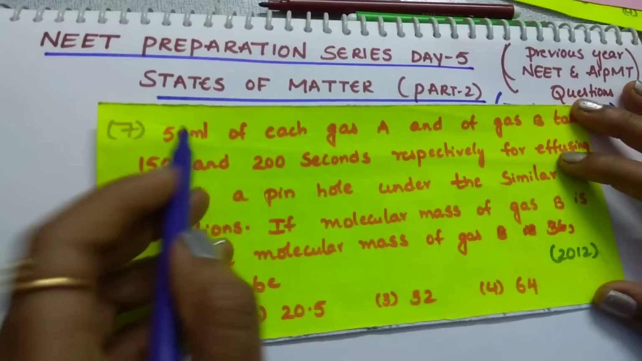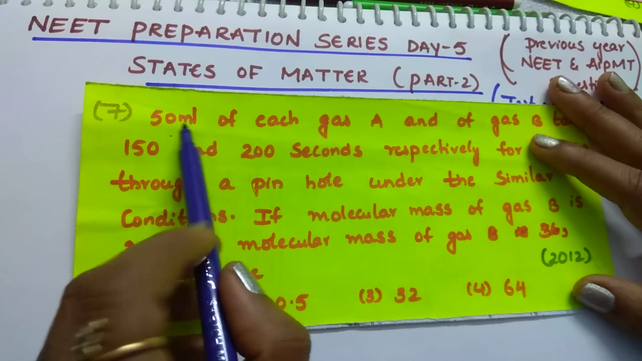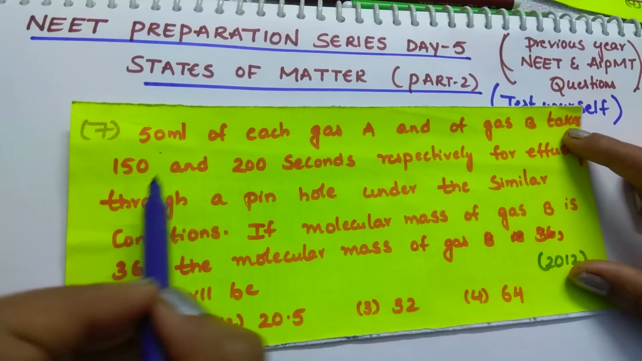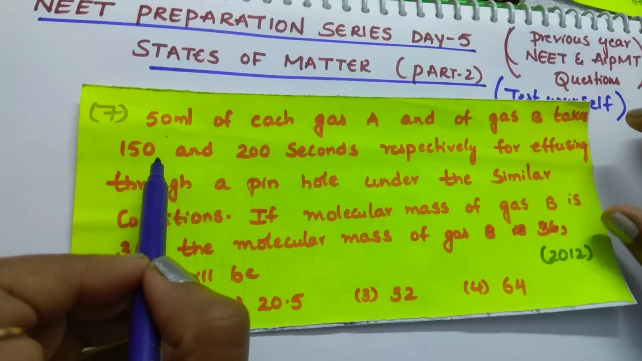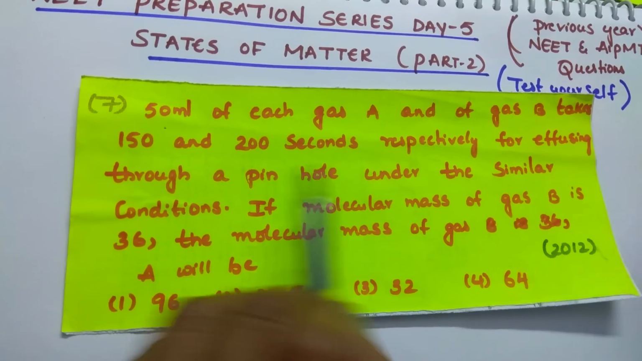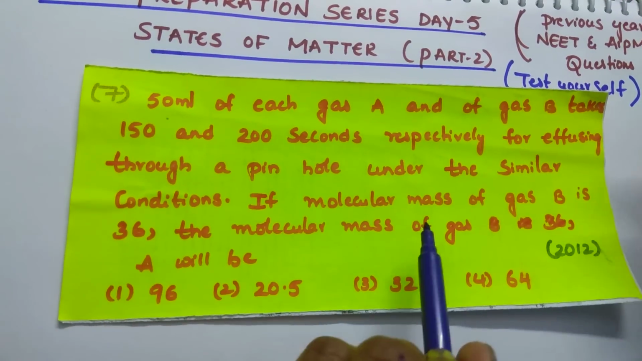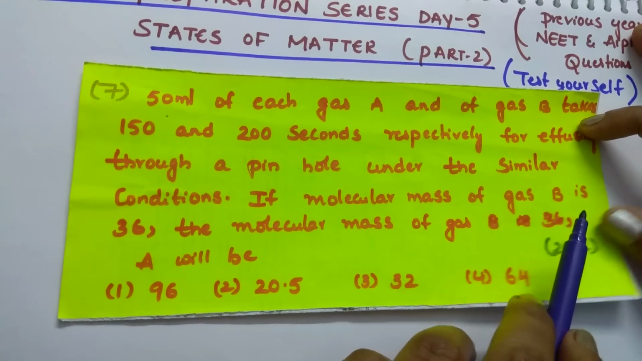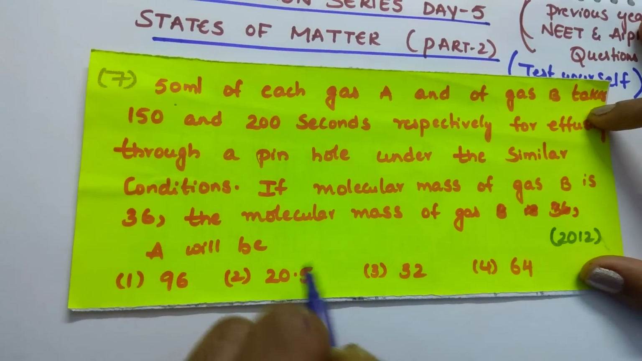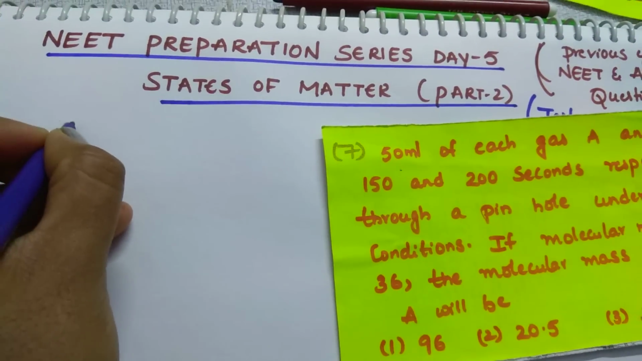First one, in these 4 questions I am going to discuss: 50 ml of each gas, A and B, takes 150 and 200 seconds respectively for effusing through a pinhole under similar conditions. If the molecular mass of gas B is 36, the molecular mass of gas A will be? That is the question. What are the formulas we discussed in part 1?